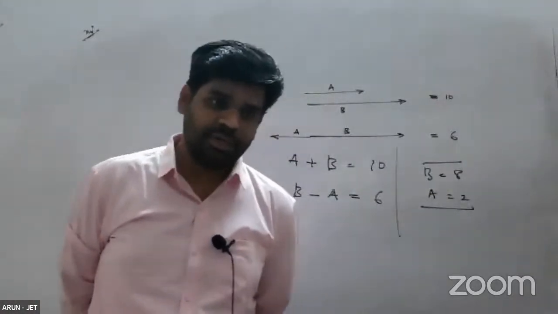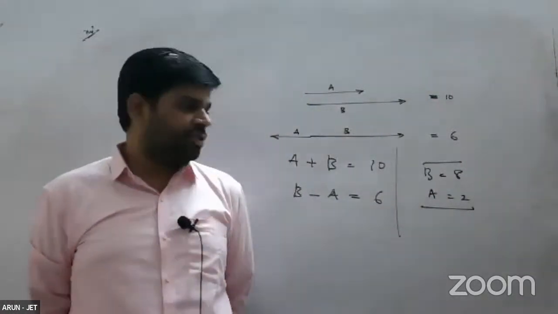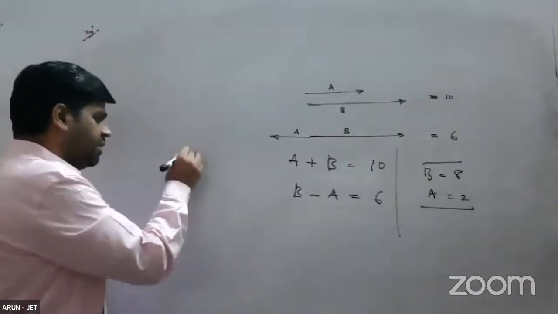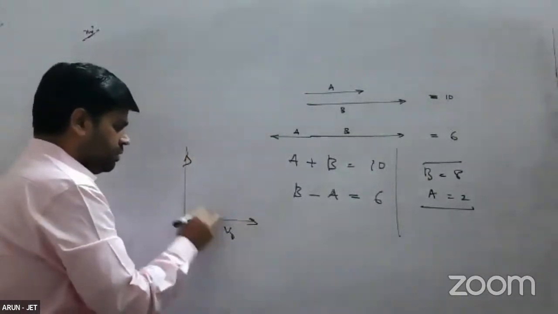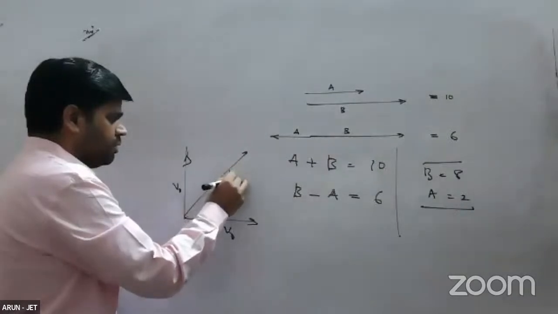V naught root 3? Root 2, sir. No, that is when both the vectors are equal. V naught root 2 is when both the vectors are equal. I've got two vectors equal in magnitude, then I'll get V naught root 2.